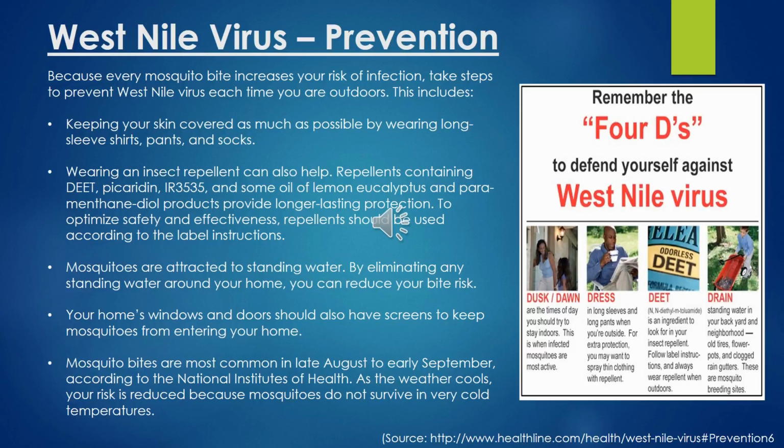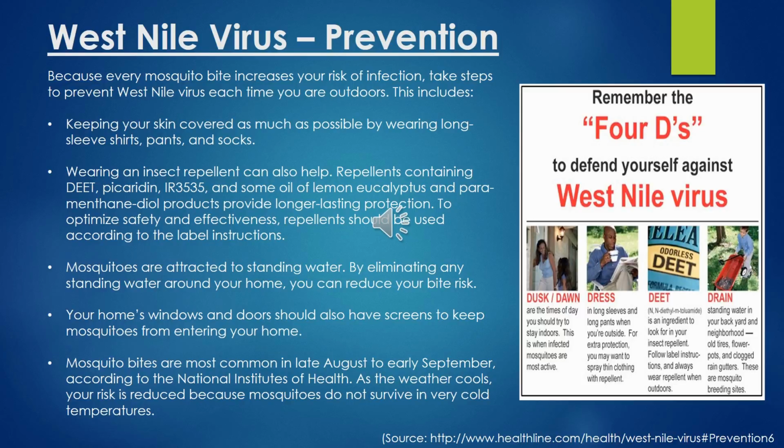How can West Nile virus be prevented? Because every mosquito bite increases your chance of infection, take steps to prevent West Nile virus each time you are outdoors. This includes keeping your skin covered as much as possible by wearing long-sleeve shirts, pants, and socks. Wearing an insect repellent can also help. Repellents containing DEET, picaridin, IR3535, and some oil of lemon eucalyptus and paramethane diol products provide longer-lasting protection. To optimize safety and effectiveness, repellents should be used according to the label instructions.